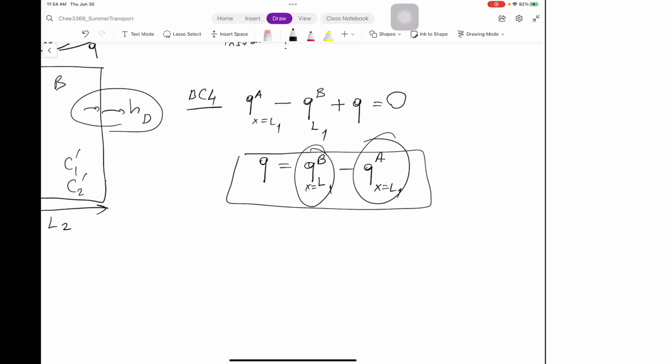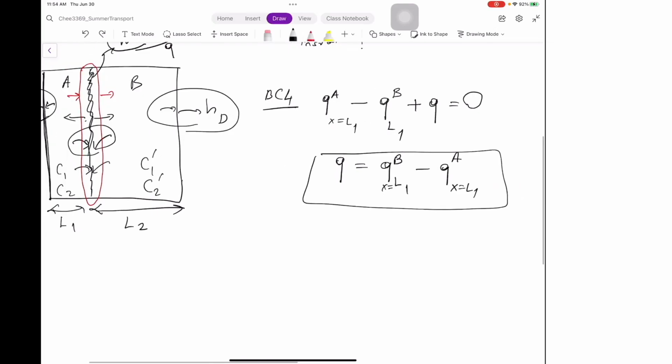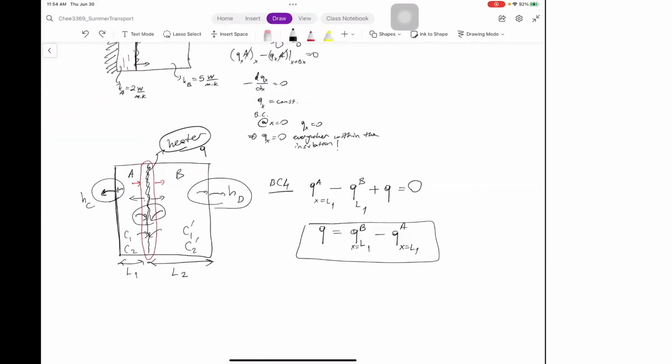Definitely this and this would not be equal to each other. I'm sorry for that. If there were no heater, yeah, they would be equal, but for this particular problem, they would not. Okay. Is that clear? Yes. Okay.